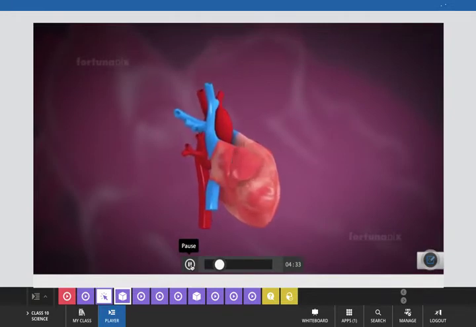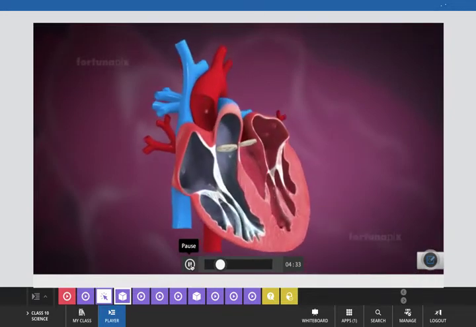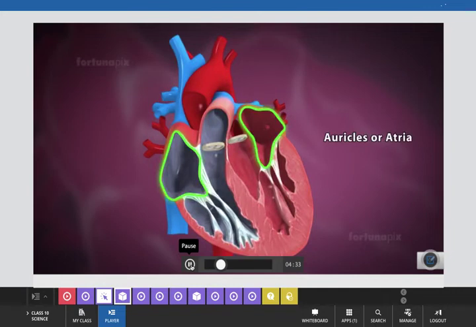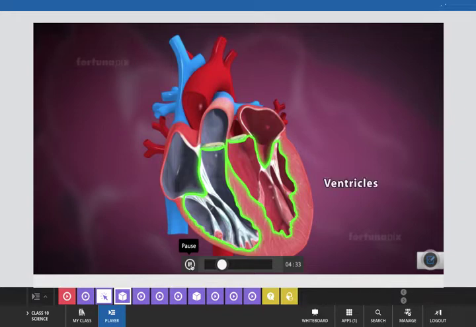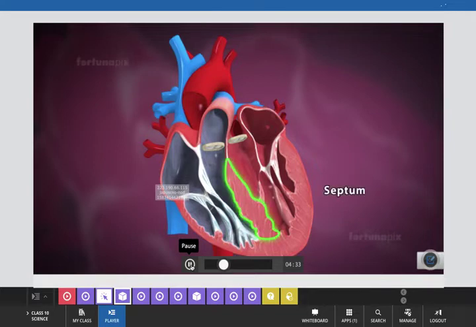The human heart has 4 chambers. The upper, smaller chambers are called auricles or atria. The lower, larger and muscular chambers are called ventricles. A thick wall of muscle called the septum separates the right side and the left side of the heart.